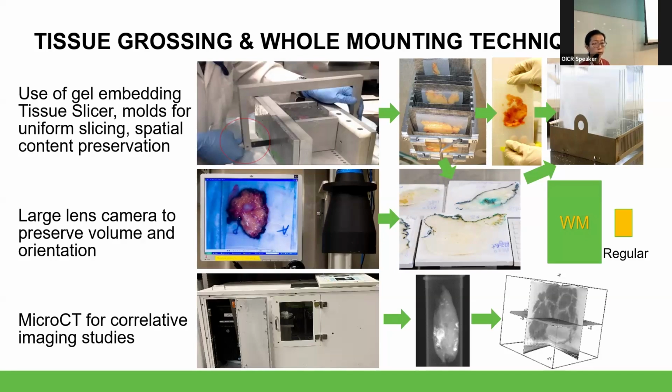Because it preserves the entire specimen with spatial orientation, this technique has been used widely for validation of imaging techniques, because we can make macroscopic comparisons between the whole in vivo image as well as the surgical specimen. We also have built an in-house micro-CT machine so that we can make these correlative studies.